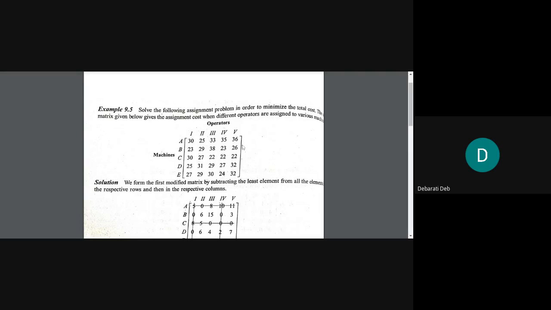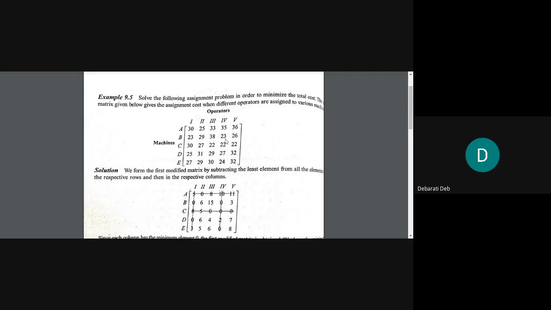Operators means the jobs, and machines are the machines. So those operators have to be assigned to the machines. It is mentioned, solve the following assignment problem in order to minimize the total cost. The cost matrix given below gives the assignment cost when different operators are assigned to different machines. You may write the line later on in the class. You draw the matrix and keep it in your copy as a question.